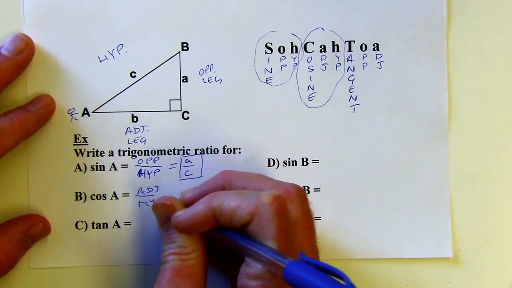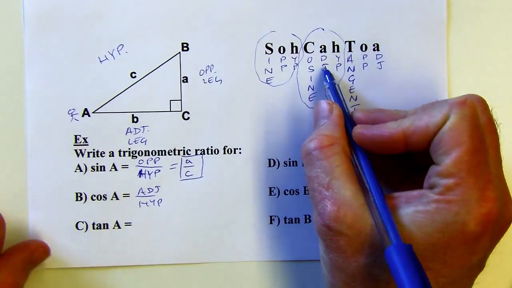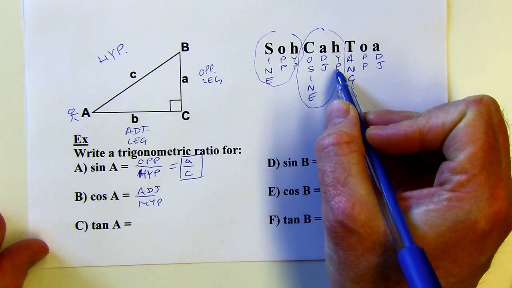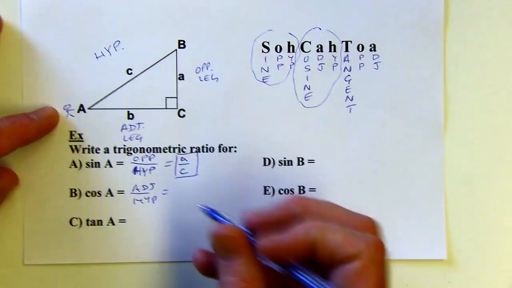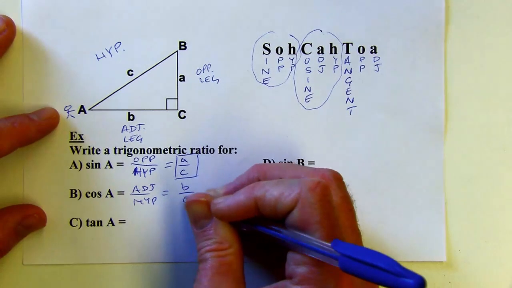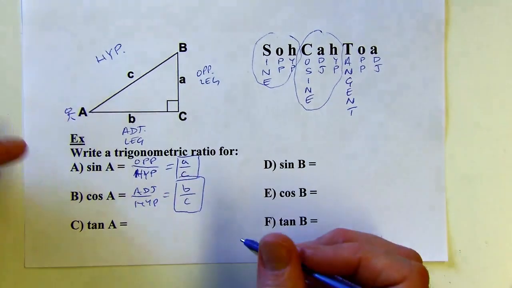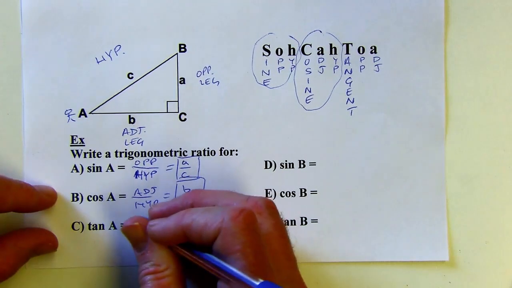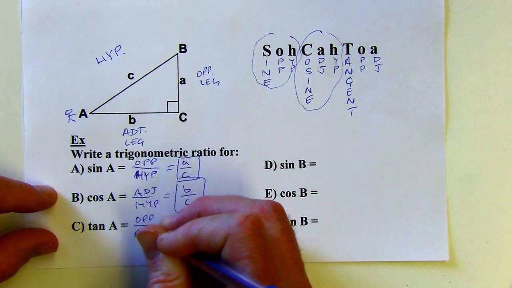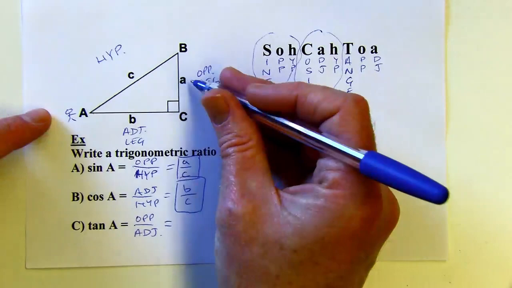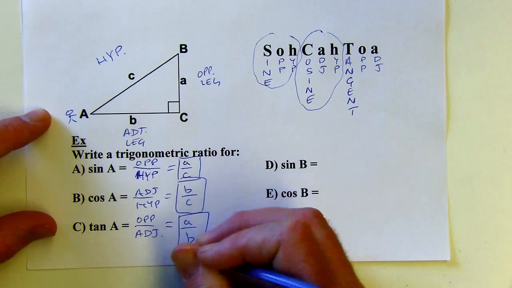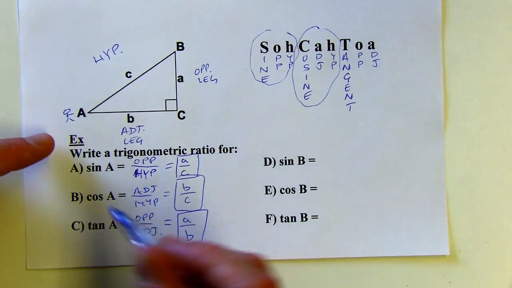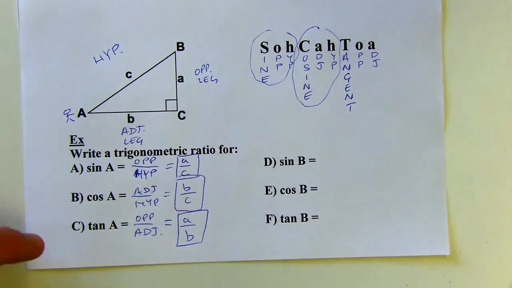So it's all in the spelling of SOHCAHTOA. Whatever comes first goes on top of the fraction. Whatever comes second goes on the bottom. Okay? So adjacent would be B, and hypotenuse is C. So this is going to be B over C. Okay? And then tangent is opposite over adjacent. So opposite would be side A, and adjacent would be side B. And there we go. There's our trig ratios for sine, cosine, and tangent of A.